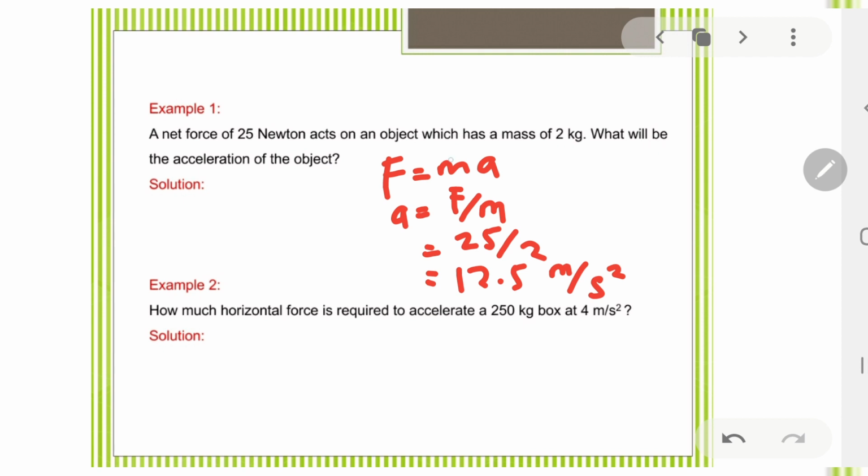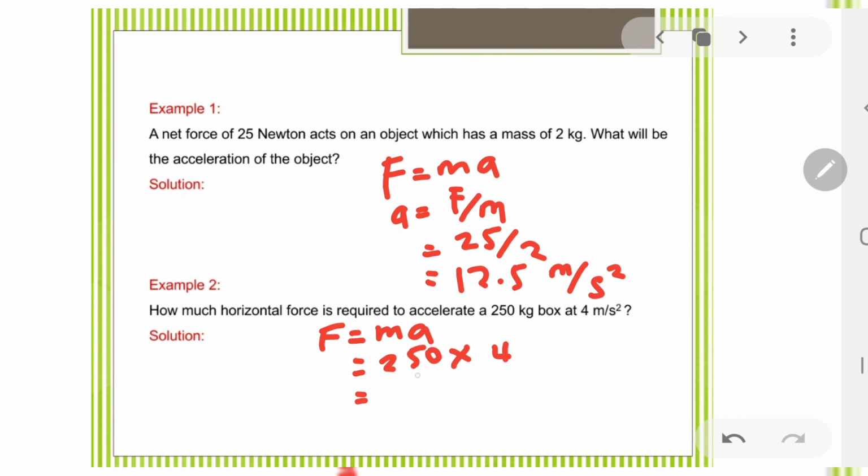Okay. Next example. How much horizontal force is required to accelerate a 250 kilogram box at 4 meter per second square? So once again, you have to check the SI unit for all information. So for this question, the mass is in kilogram, okay, and the acceleration is also in SI unit. So you can continue with the calculation. So in this question, we will use F equal to ma. So we want to find the force. So force is equal to mass 250 kilogram multiplied with 4.